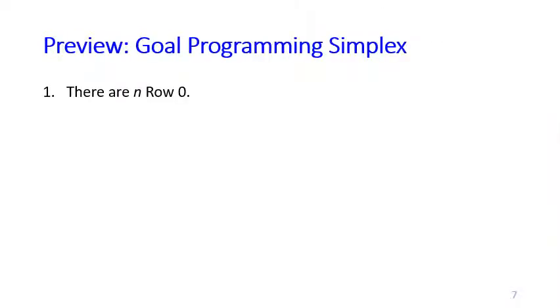So you have seen in the previous slide that we have n row zeros, where n is the number of goals that we have in the problem. So if the problem has 3 goals, it means that we have 3 row zeros. So this is the first difference and also the reason why we can't use the ordinary simplex. We need to use goal programming simplex because one of the reasons is that we have n row 0. So what are the other differences?